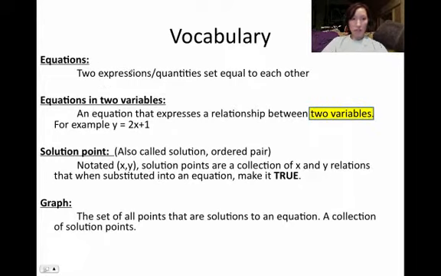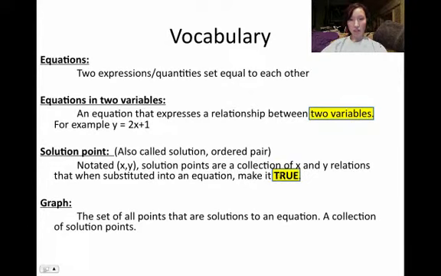Some key things that you want to know about these are equations in two variables. What we are going to be doing mostly in the whole pre-calculus is focusing on equations of two variables. So you're going to have an x and a y, or a t related to maybe s, something like that. Solution point: when you're studying a particular equation, what are those pairs that make that particular equation true.